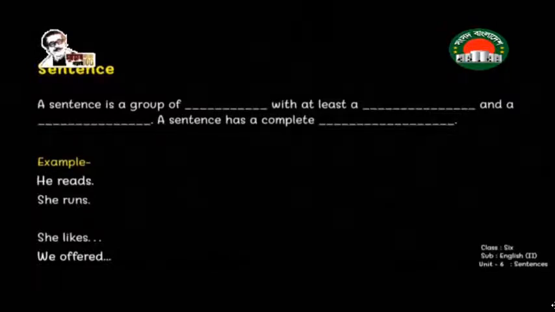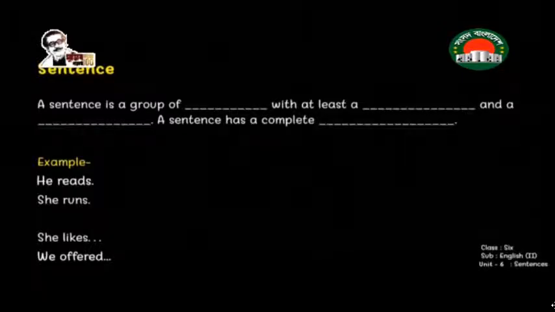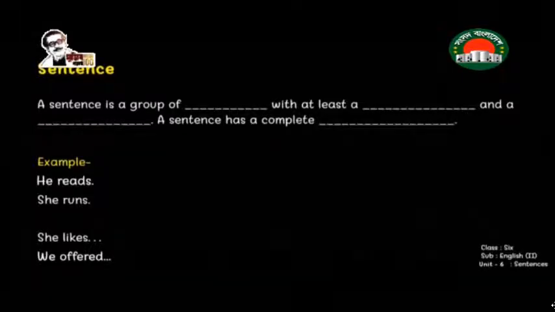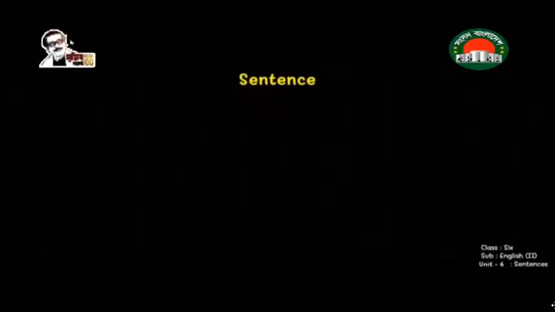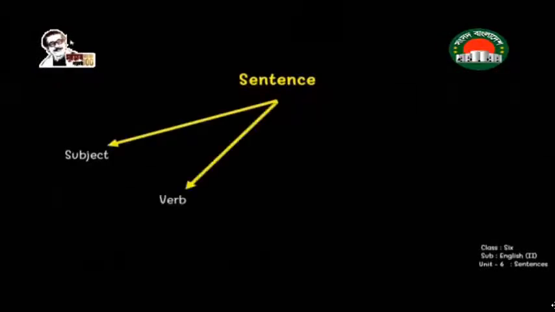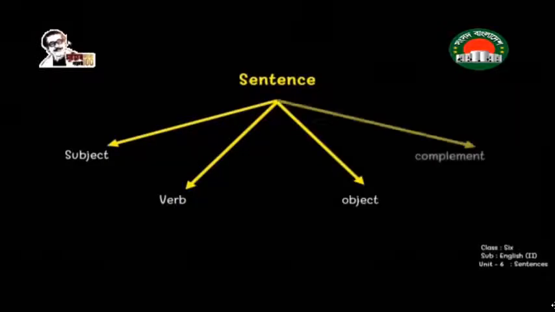Look at the first sentence. She likes. She likes what? So she has to like something. We offered. We offered what? We need to offer something. So these sentences are not correct. So what can we say? Along with subject and verb, a complete sentence usually takes an object or complement. So, what is an object or what is a complement?